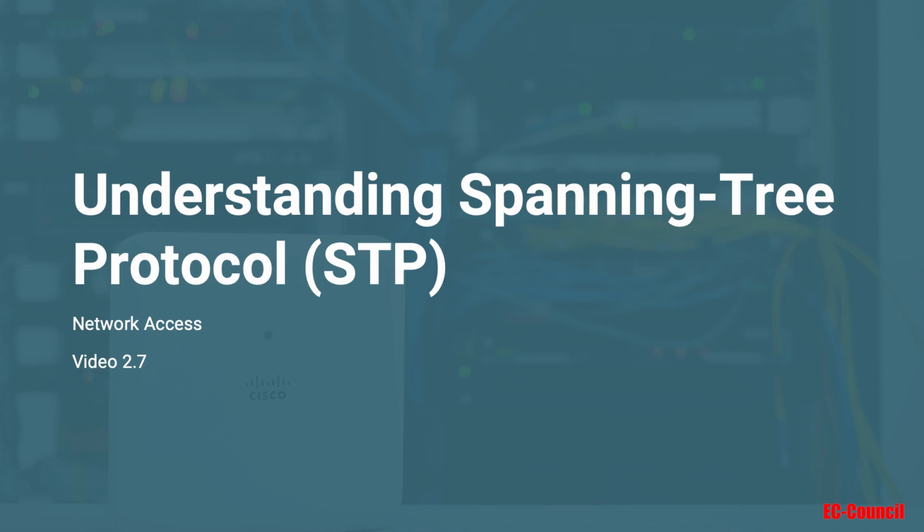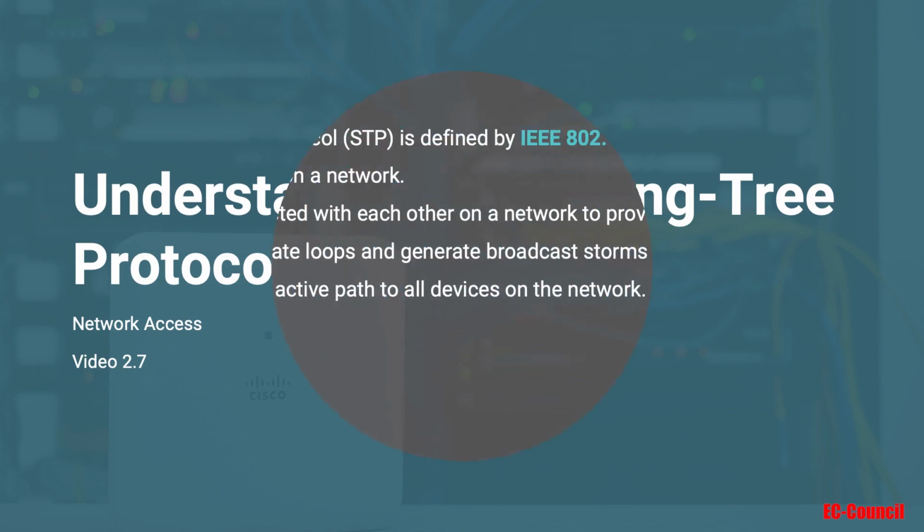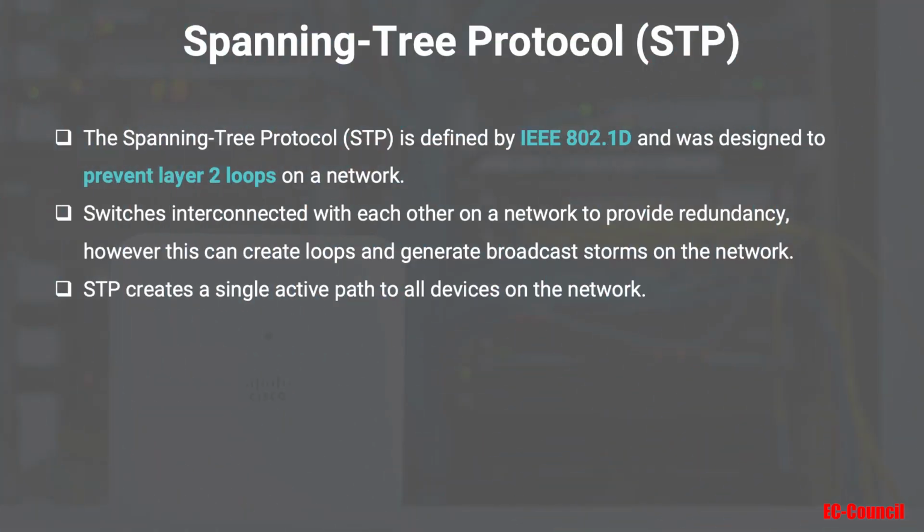In this video, we are going to discuss the need for the spanning tree protocol. So let's dive on in. You may be wondering what exactly is spanning tree, or STP, the spanning tree protocol. To put it simply, the spanning tree protocol is designed to prevent layer 2 loops on a network. Most importantly, it is defined by IEEE 802.1D, which is the official standard for preventing layer 2 loops.